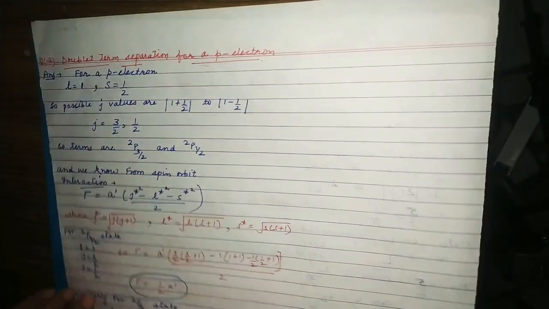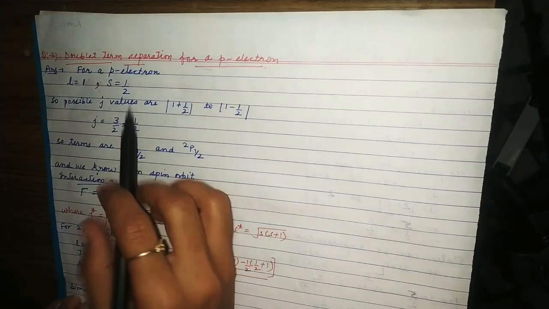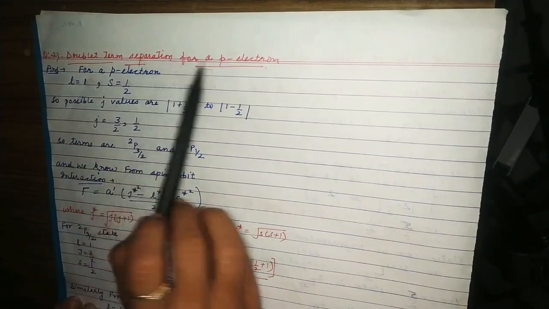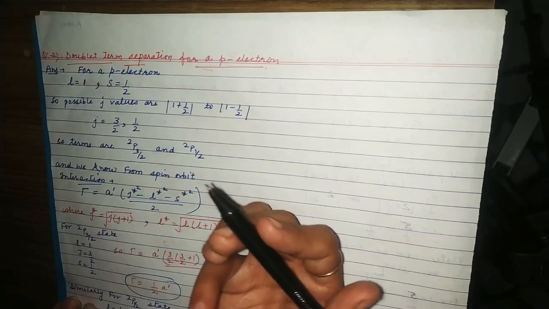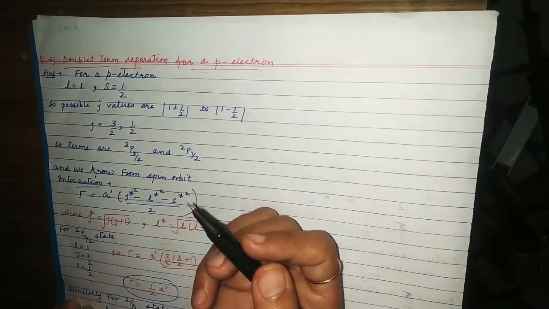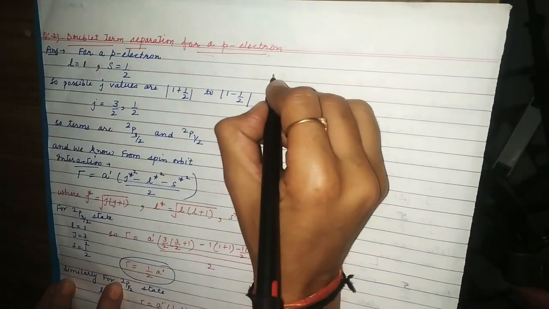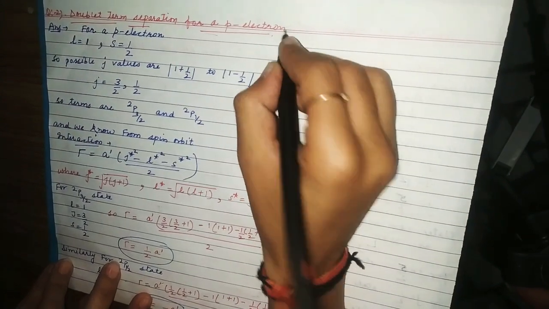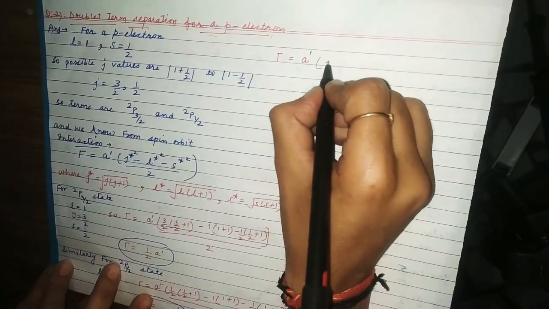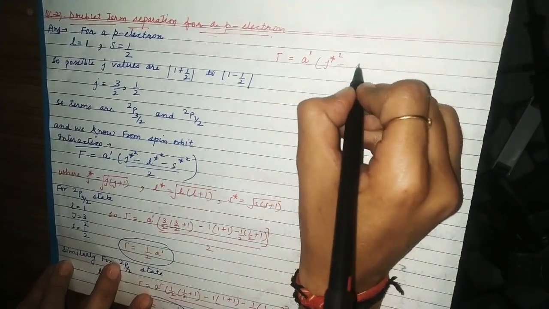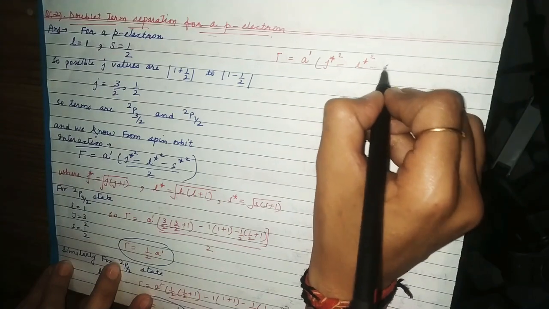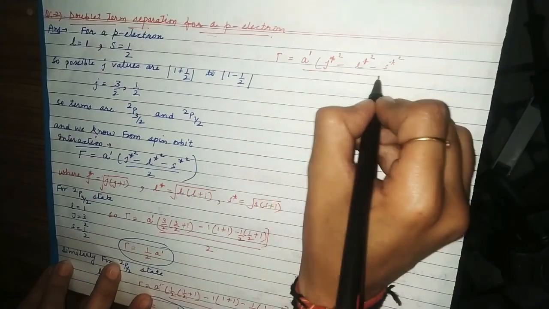So let us now move to the second question. The second question was the doublet term separation for a P electron. First of all, we should know that the doublet term separation tau is given as A dash times J star square minus L star square minus S star square, divided by 2.